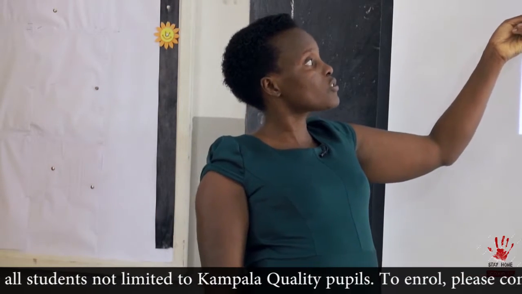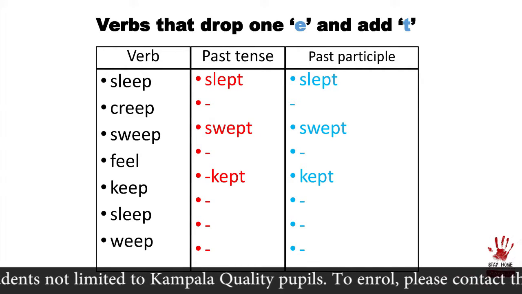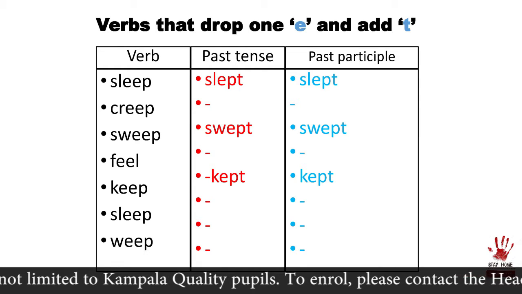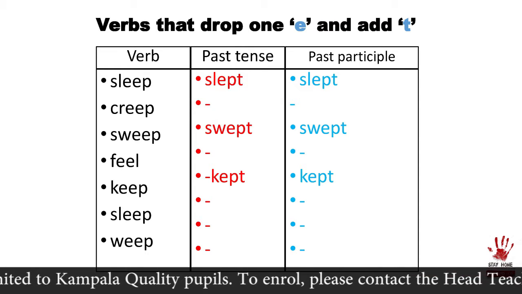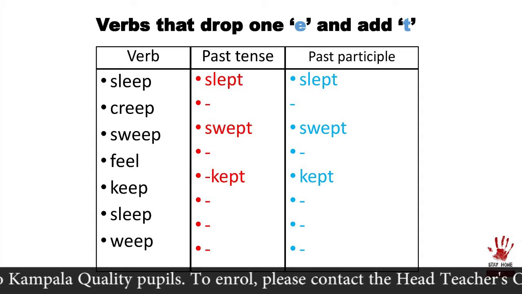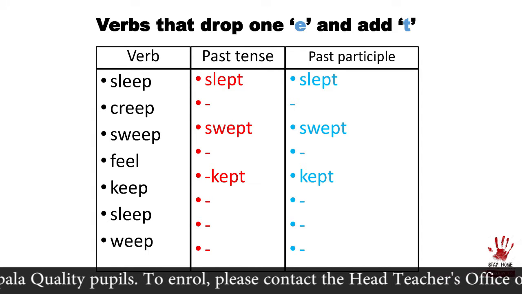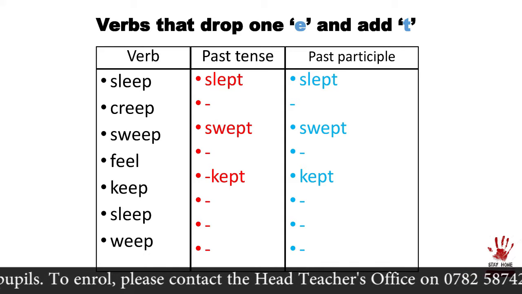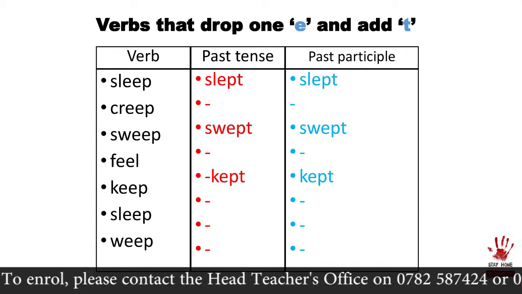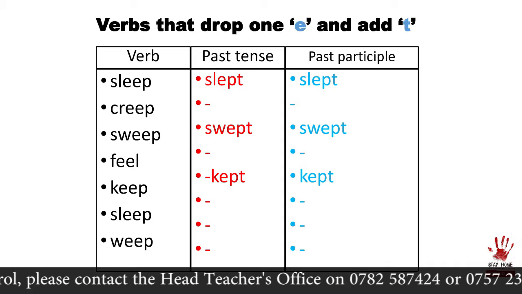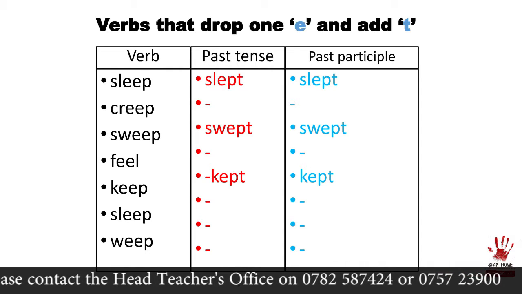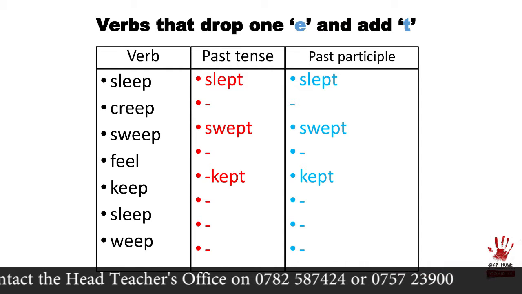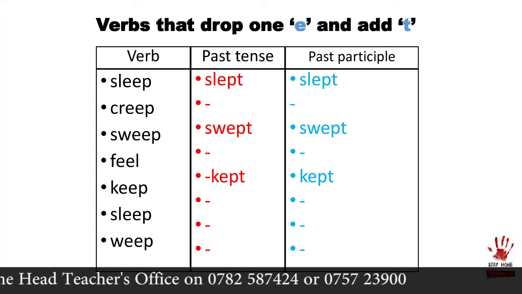We have sweep, swept, swept. Feel, felt, felt. Remember to drop a single E. Keep, kept, kept. Sleep, slept, slept. Weep, wept, wept. Speed, sped, sped. Breed, even these ones, we drop a single E.